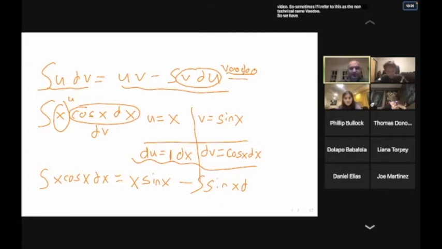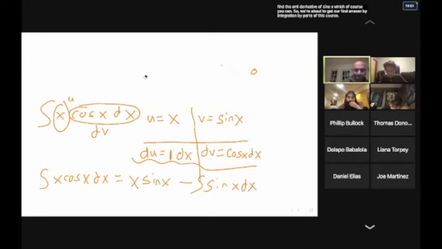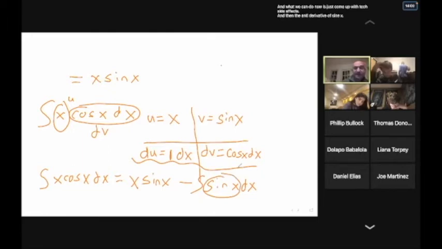So we have x sine x minus the integral of voodoo, which is minus the integral of sine x dx. You can get the right answer right now if you can find the antiderivative of sine x, which of course you can. So we're about to get our first answer by integration by parts in this course. And what we can do now is just come up with x sine x, and then the antiderivative of sine x is negative cosine x.